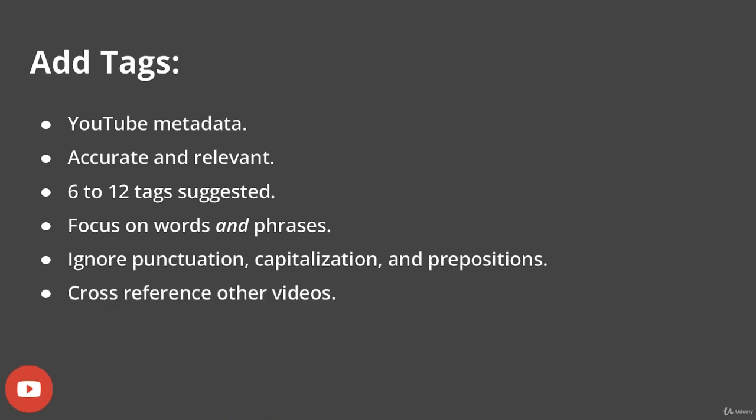Cross-reference other videos that have similar content. So if you mention a previous video in your video that you're posting, be sure to include similar tags from both videos so that YouTube knows that the new video is related to the old video. Does that make sense?